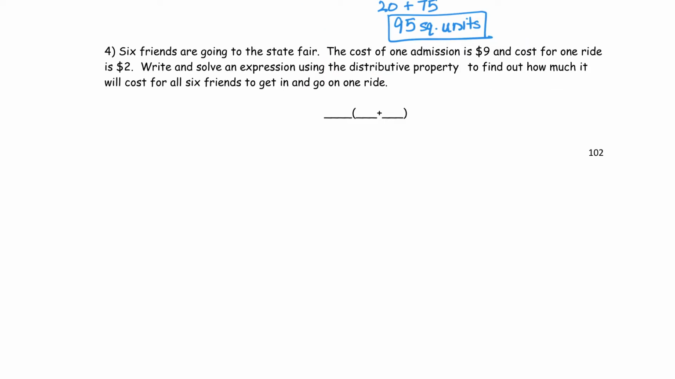Number 4 is a good one. It says 6 friends are going to the state fair. The cost of one admission is $9 and the cost for one ride is $2. Write and solve an expression using the distributive property to find out how much it would cost for all 6 friends to get in and go on one ride.